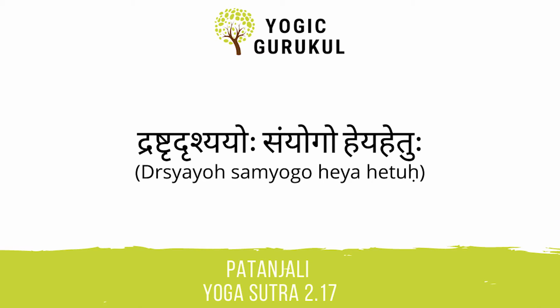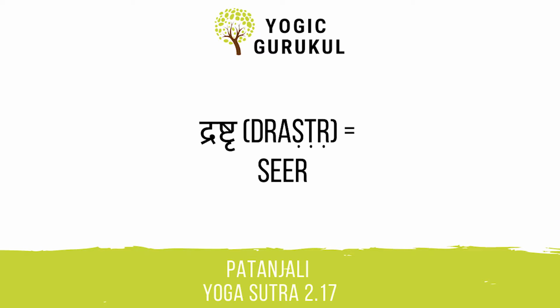The sutra itself goes, Drashtri Drishya Yoho Sanyogo Heya Hetuhu. Alright, so that is the sutra itself. Now let's look at the words and start understanding it even better. The first word that we have here is Drashtri, which is referring to Drashta or the seer principle that we had studied in Patanjali's Yoga Sutra 1.3. So this is the witness principle.